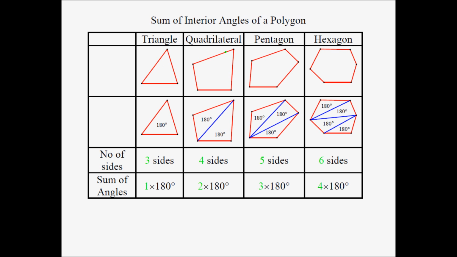Then the next one is called a quadrilateral. It's bounded by four line segments. The next one is a pentagon. It's bounded by five line segments. The next one is a hexagon. It's bounded by six line segments.